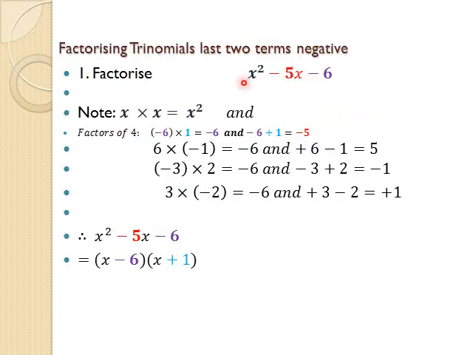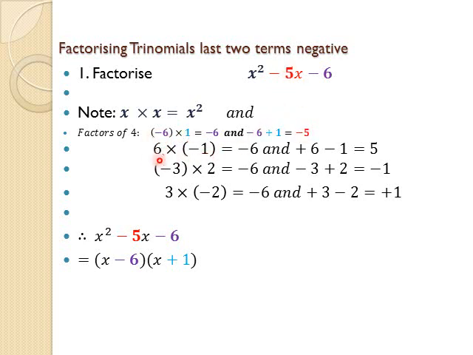Alright, so factorize, given x squared minus 5x minus 6. X squared, again, is simply x times x. But we have to use the factors of 6 to get to negative 5. Because that term is negative, I have to use negative and positive signs. So minus 6 times positive 1 gives me negative 6, and minus 6 plus 1 gives me negative 5.